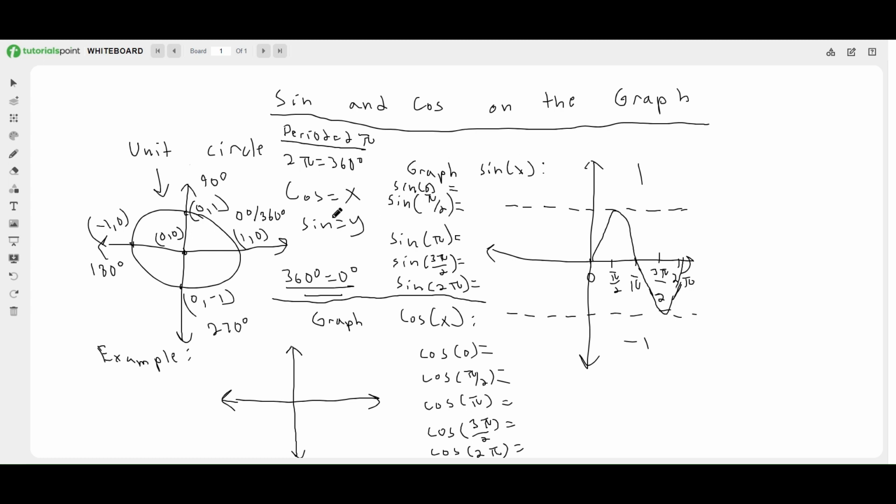Sine and cosine on the graph, part 1. Stuff to know: sine and cosine both have a period of 2 times pi. Let's start with a way to find simple values of sine and cosine.